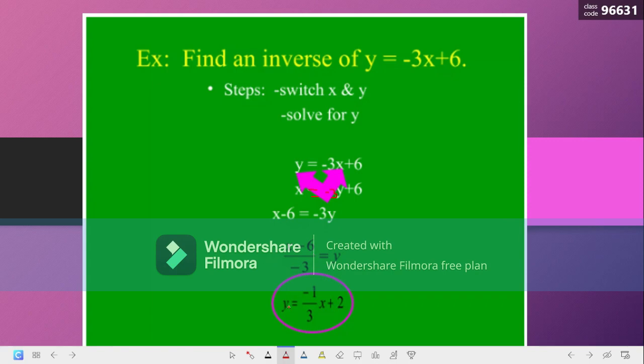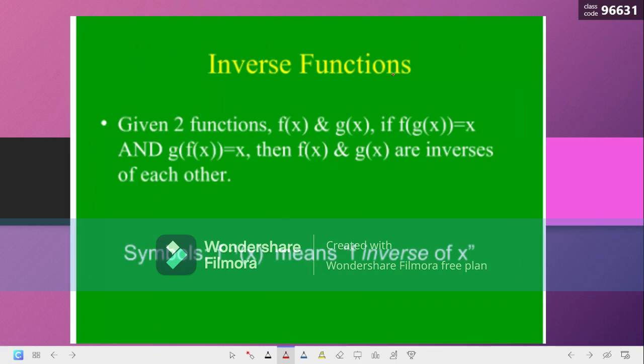Then y = x over negative 3. I told you last time, remember that there must be no negative in the denominator. You place that on the numerator or in the middle of the fraction. So we have here -1/3 x. Then -6 divided by -3, that's positive 2. So this is now the inverse of the function y = -3x + 6.